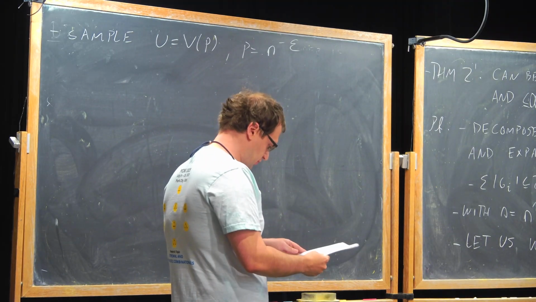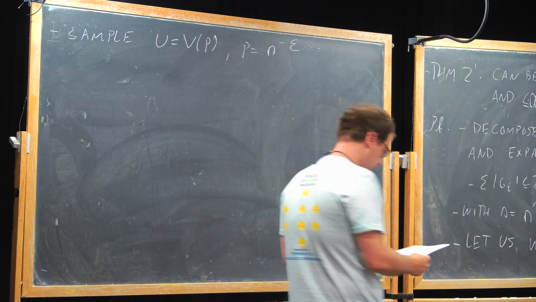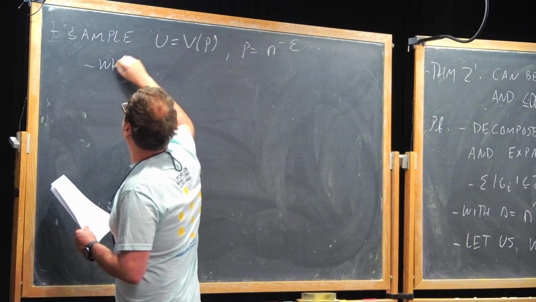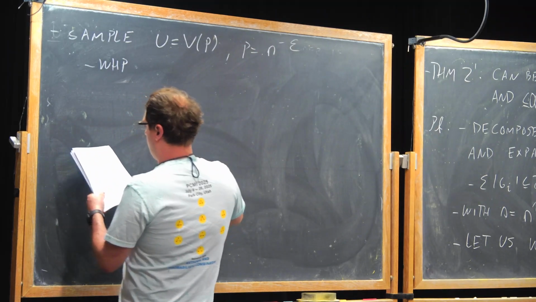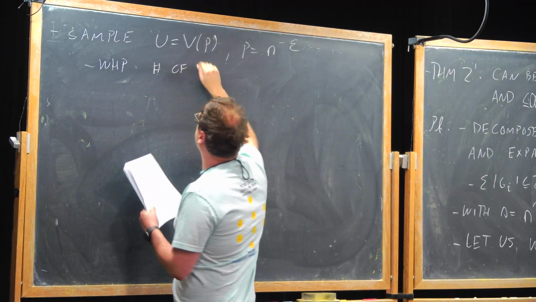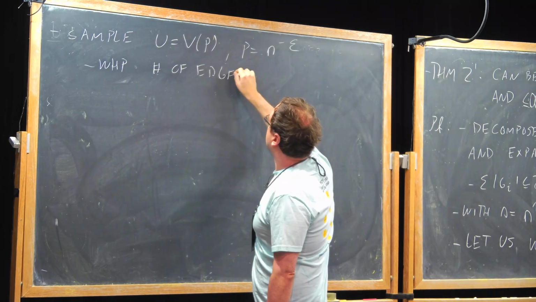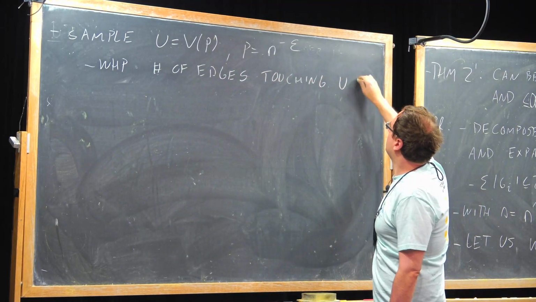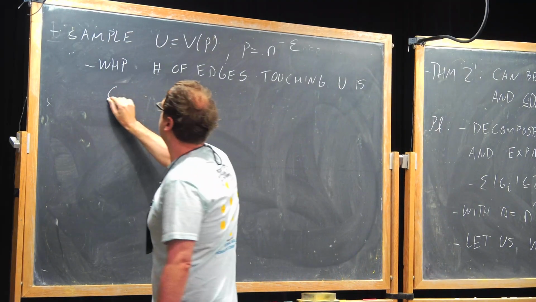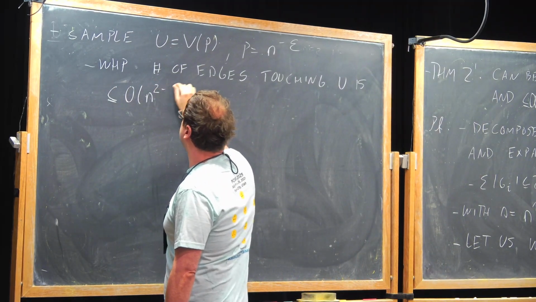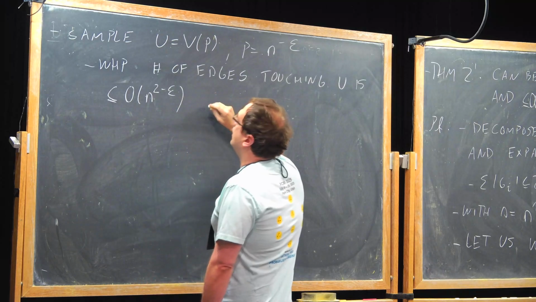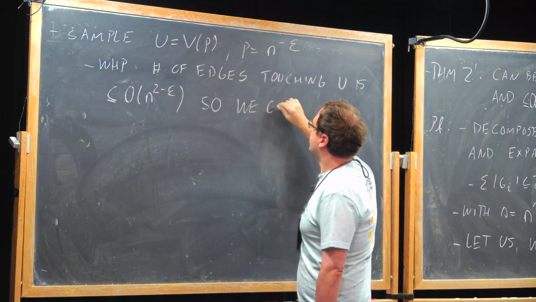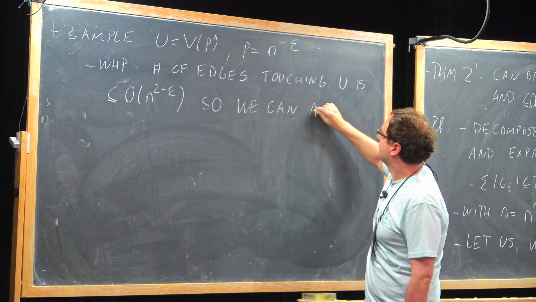Right, so let me write that. With high probability, the number of edges touching U is smaller or equal to big O of n to the 2 minus epsilon. So we can always discard whatever we don't use.